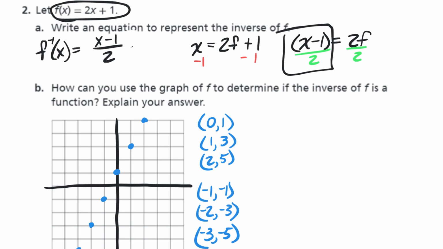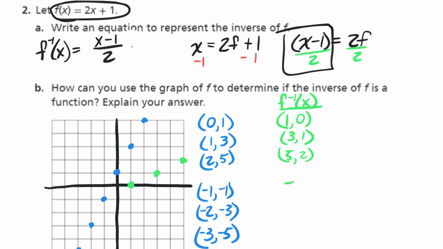Well, what that means is the inverse function will have the exact table but inversed. So instead of having a point at 0, 1, it's going to have a point at 1, 0, which would be right here. Instead of having a point at 1, 3, it's going to have a point at 3, 1, which is right here. Instead of 2, 5, 5, 2.